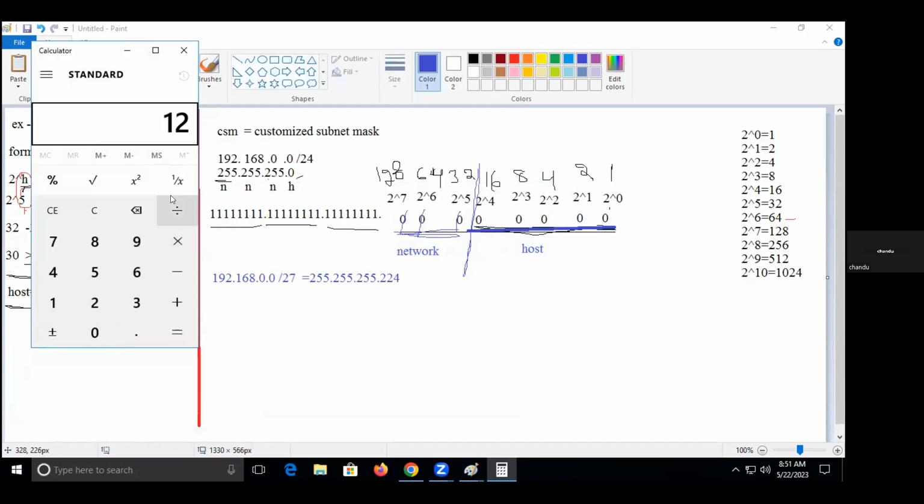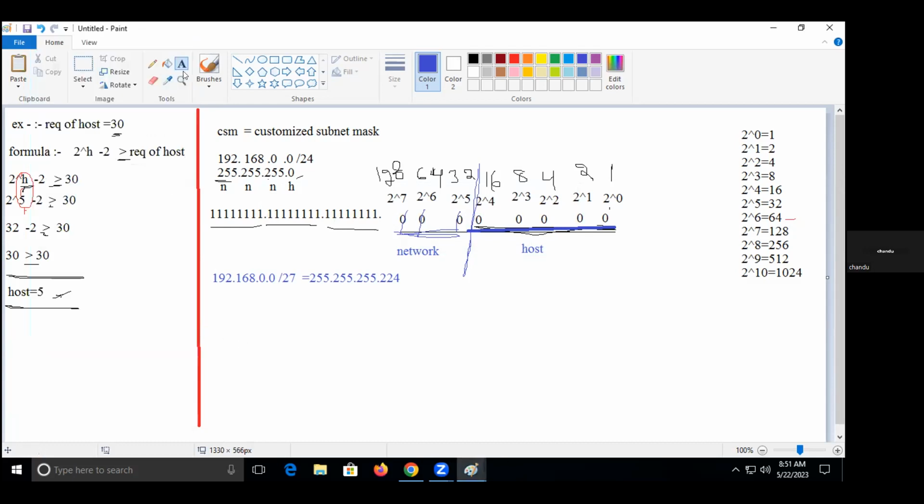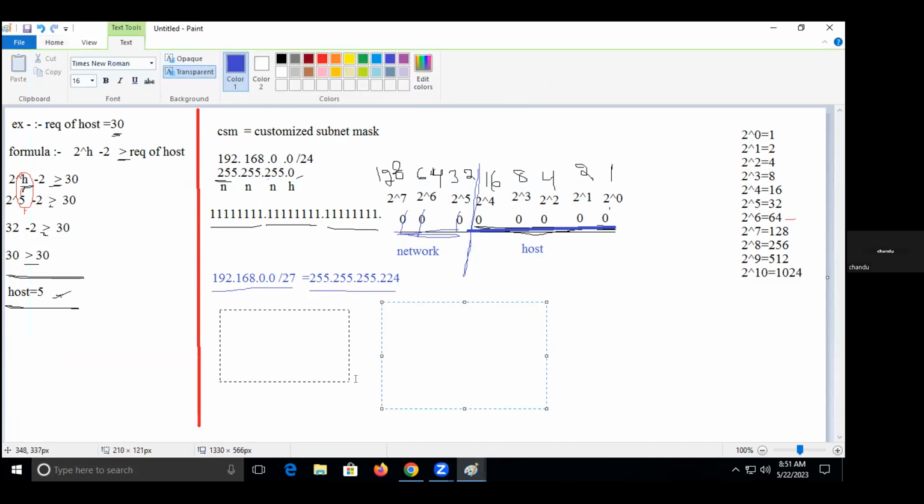So I need to add 128 plus 64 plus 32. That gives 224. Fine, this is the new subnet mask. In /27, we will have exactly 30 hosts. So the last step is finding the range of networks. The first step was finding the host value, then finding the range of networks.